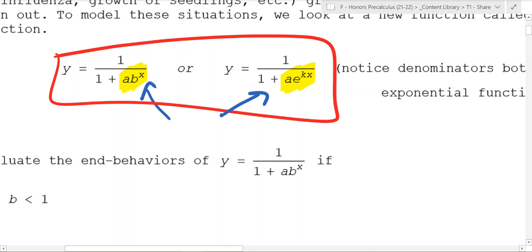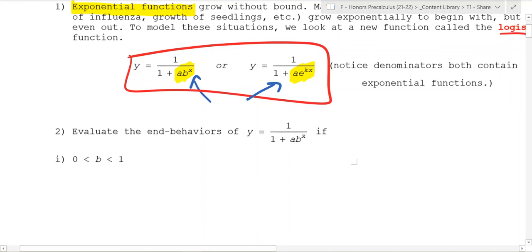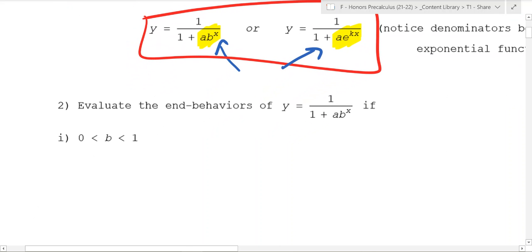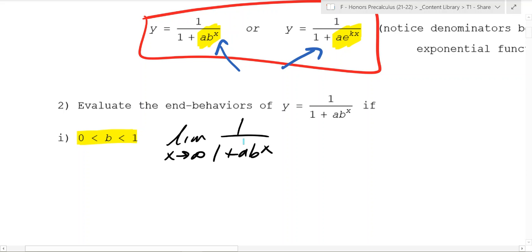So the first thing we need to understand is what these look like in general, and there's really 2 cases. The first case is when b is between 0 and 1. When we look at end behaviors, we're really looking at the limit as x goes to infinity of this entire function. There's only one place where there's an x in it, which is right there. So we're really interested in the limit as x goes to infinity of a b to the x.